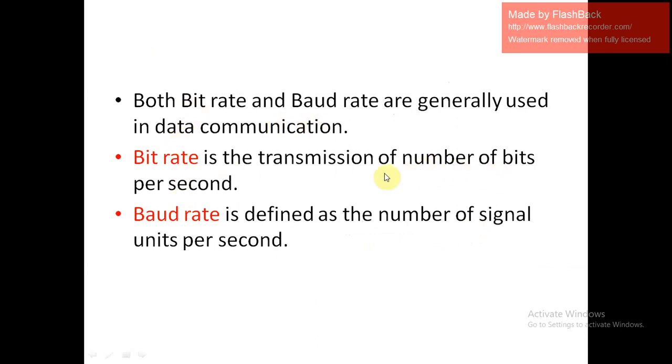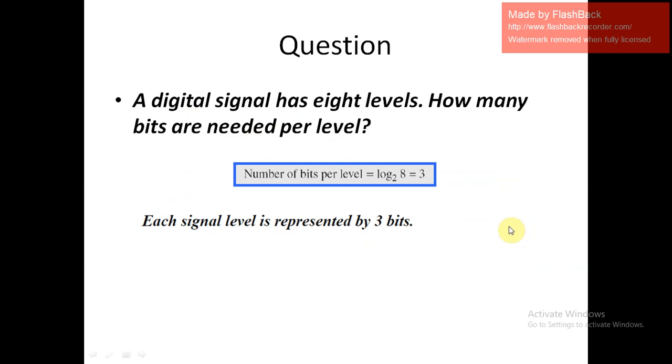So these two are the definitions of bit rate and baud rate: the number of bits per second, and the number of signals or signaling elements per second. So let's have an example.